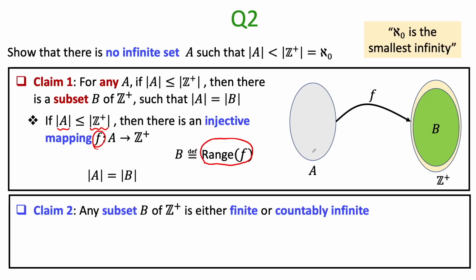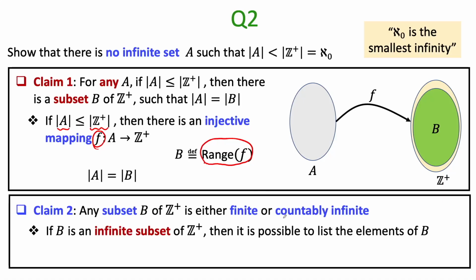For claim number 2, we have to prove any subset of Z plus is either finite or countably infinite. So if we pick a finite subset of Z plus, then the proof is trivial. So let's focus on the case when we have chosen an infinite subset of Z plus. Okay. Then the idea here is that we know that Z plus is countably infinite, right? That means it's possible to list down the elements of Z plus.